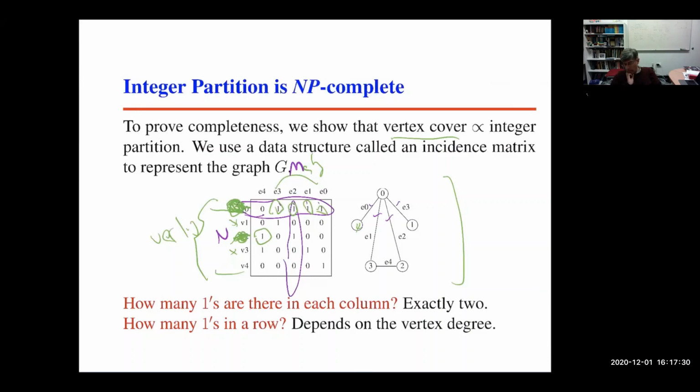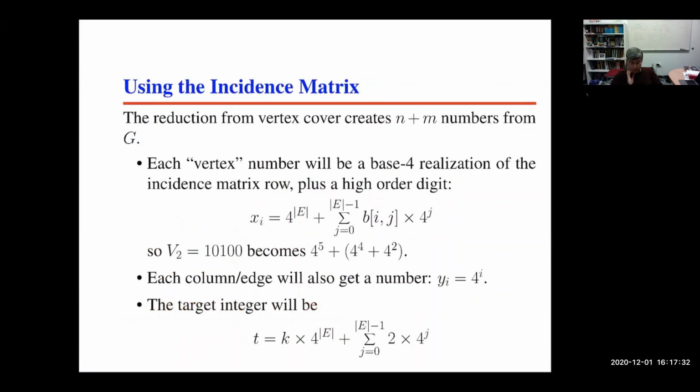Okay. What is the idea here? This is going to look a little ghastly, but it's actually not really as bad as you think. I'm going to take my vertex cover problem, which had n vertices and m edges. I'm going to create n plus m numbers, and I'm going to create every number in base 4. Which is going to seem a little weird, but I'll show you why.